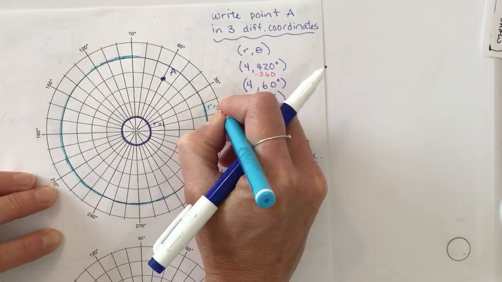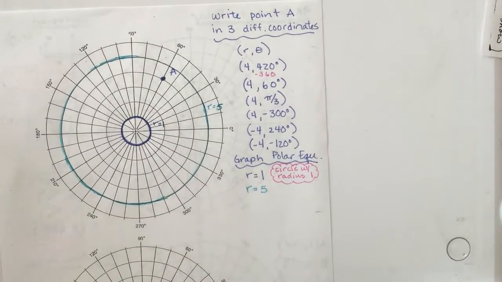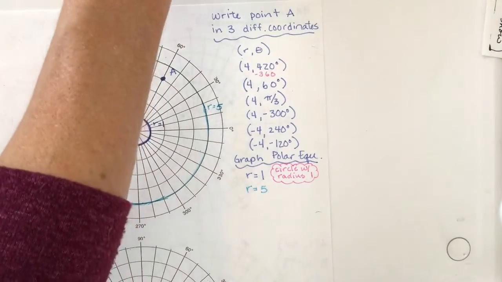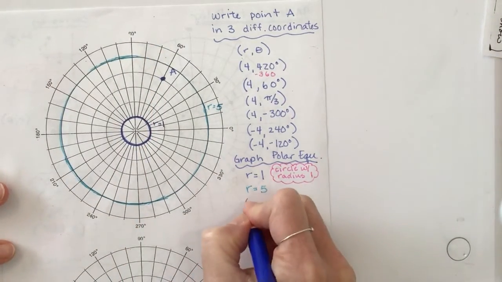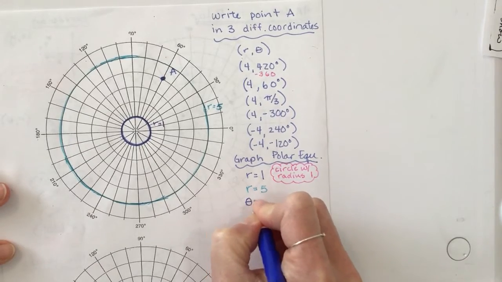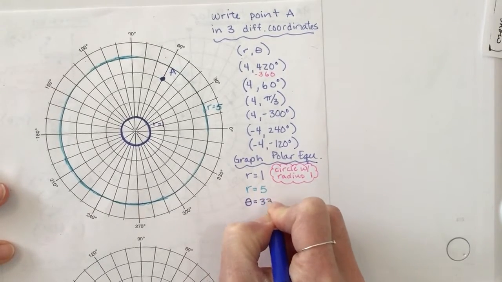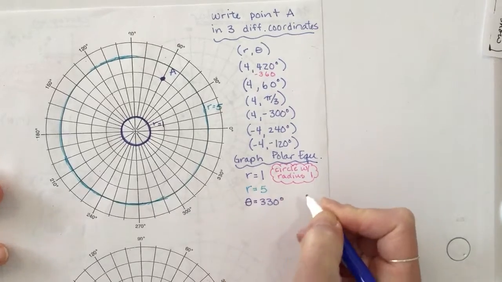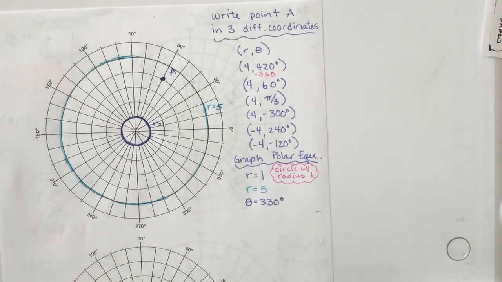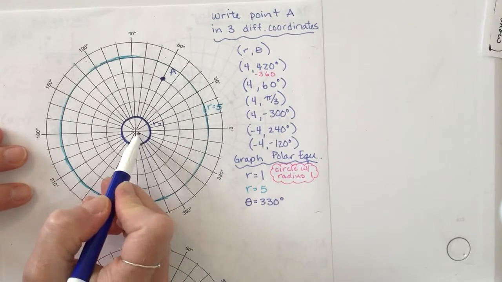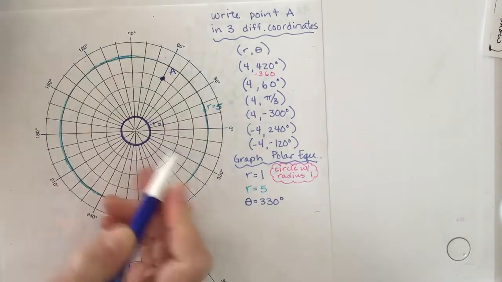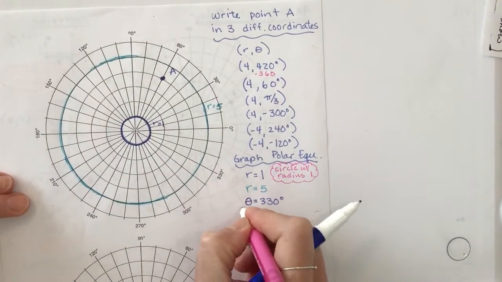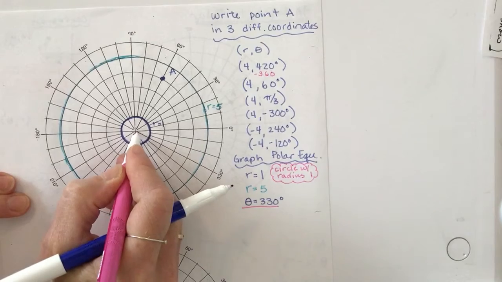Okay. All right, r equals 5. We did it. Now, this is cool. What if we have theta equals something? What does that look like? So theta is equal to 330 degrees. Okay, so theta equals 330 degrees. That is this line right here. Let's do it in pink. I'll underline it in pink and I'll put it here.